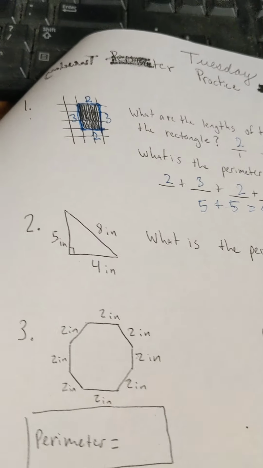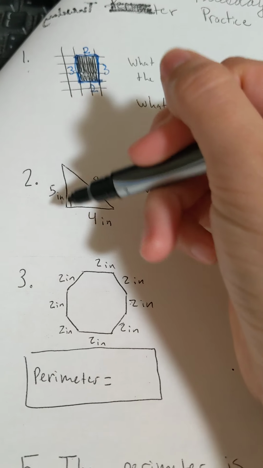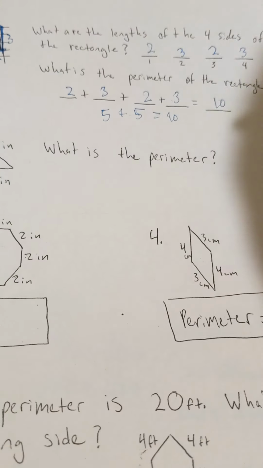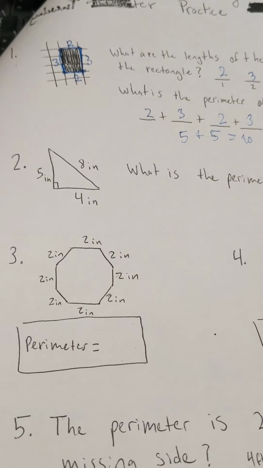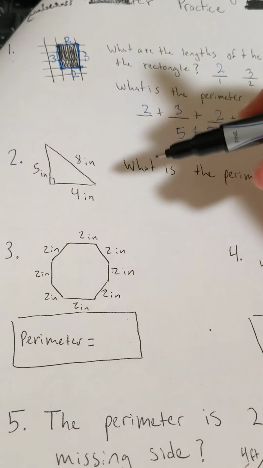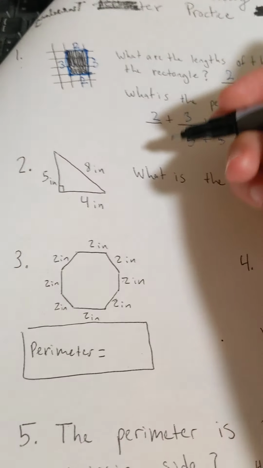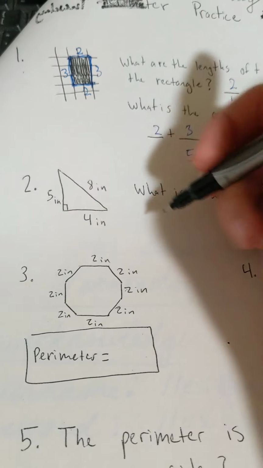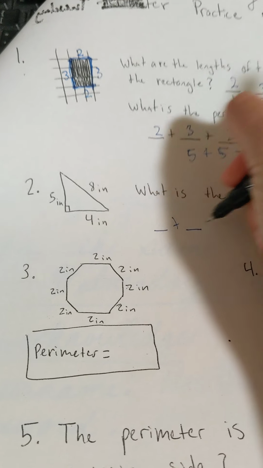All right, now let's look at number 2. I see a triangle here, right? It's got 3 sides, 1, 2, 3. We had a quadrilateral, now we have a triangle. So what is the perimeter? When we watched our Brain Pop video, they said that when you have a shape and you're trying to find the perimeter, you have to add all the sides up together. So how many sides do we have? 3.